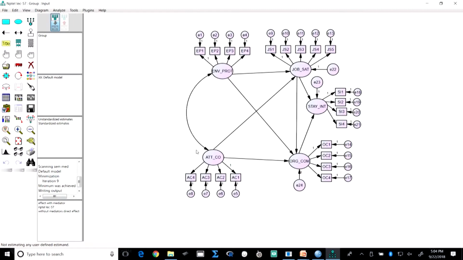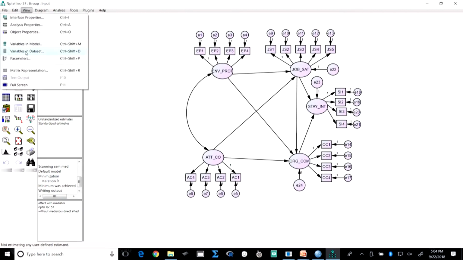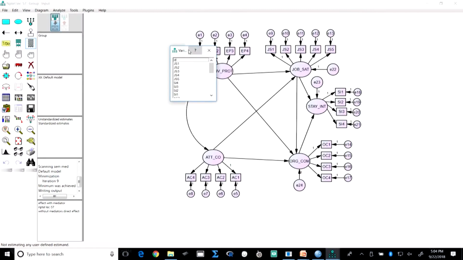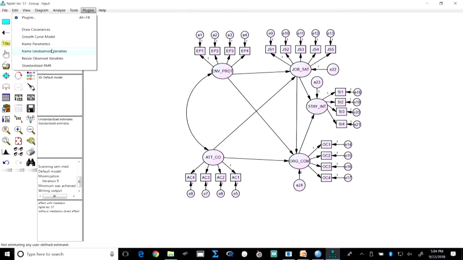Now, when you want to take the variables, whichever variables you want to take, variables in data set. All the variables are there, you can take it like this, I am just showing you. You can just drag something, JS1 for example, and take it here, right. So, this will come here. You can just drag and drop it. You know how to give names to the unobserved variables, just go there and click the unobserved variable. All the unobserved variables, these are the error terms, this will automatically be there, right.